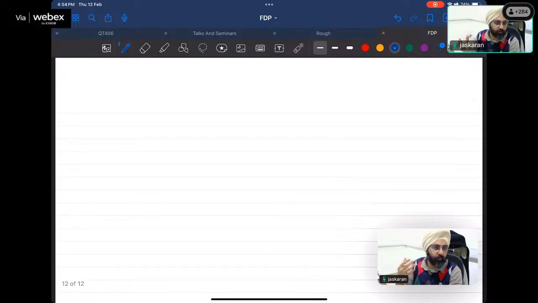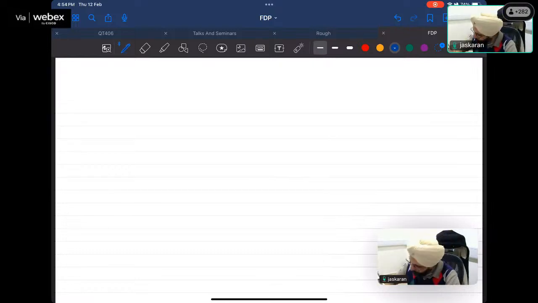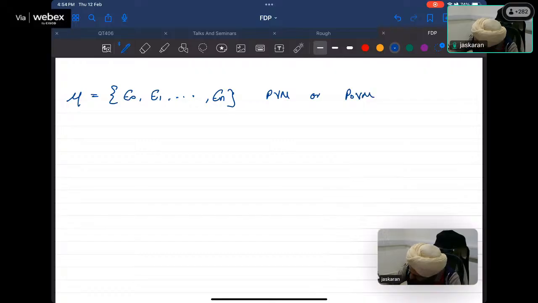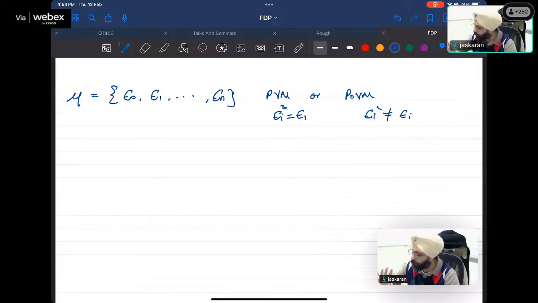Just like we have the Born rule, the rule does not change, but the operators that we are using in the Born rule will change. So consider any measurement mu, which is given by E0, E1 up to En. This could be PVM or POVM. If it is a PVM, Ei squared is equal to Ei, and if it is a POVM, then in general Ei squared is not equal to Ei. So we are not imposing any condition whether it is PVM or POVM.